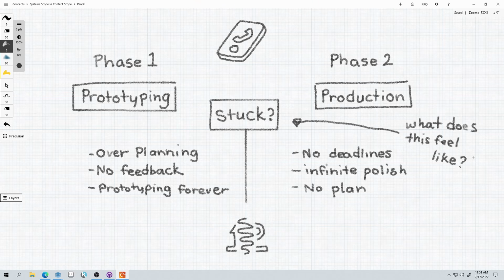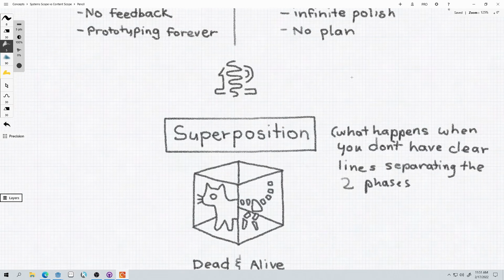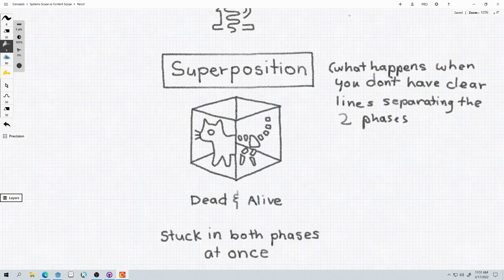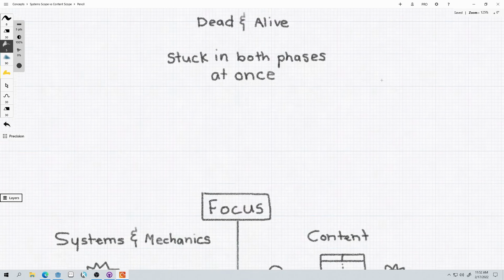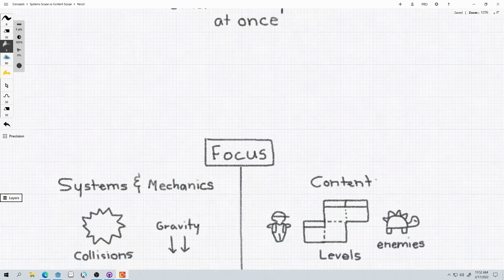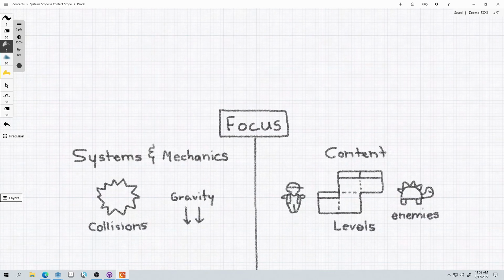Even worse, however, is that the line between these 2 phases can become blurred, and you can end up in a superposition between the 2 phases. It can feel really awful. You have multiple symptoms from both phases, and it can feel like you're never going to actually finish your project. So as an attempt to remedy this problem, where we can be stuck in either of the phases or in the superposition, I'm going to attempt to draw a clear line between the 2 phases.